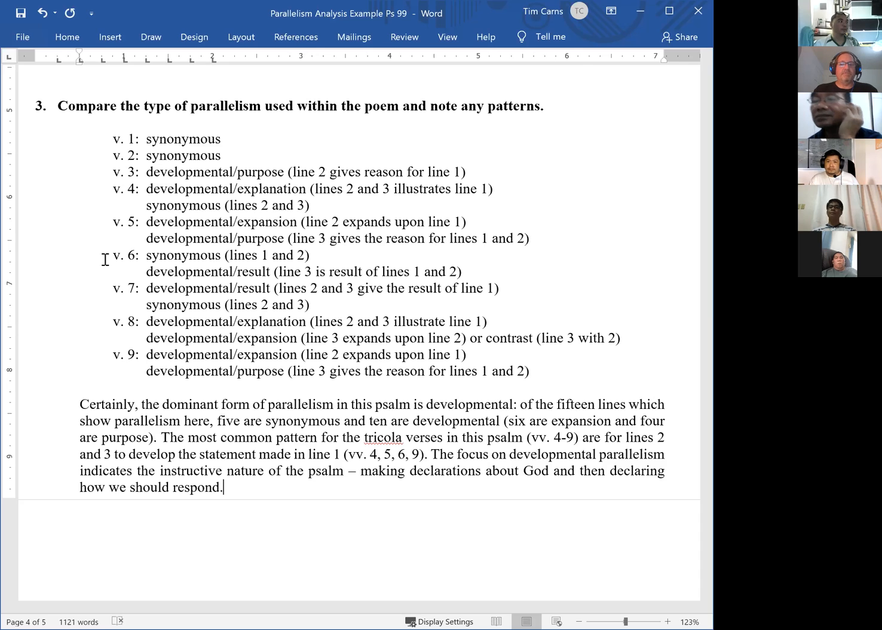So that's it for this assignment. The next assignment is going to take a little more time and effort than this one when we go through the imagery. I'm going to post the example for Psalm 99. I'll try to do that within the next day so you can be working on that.